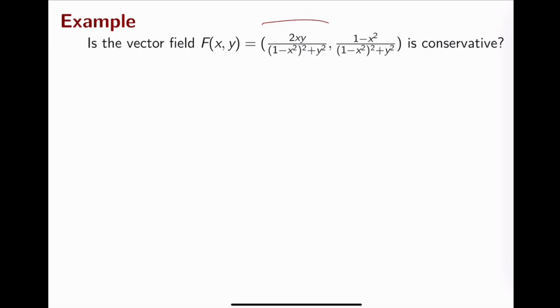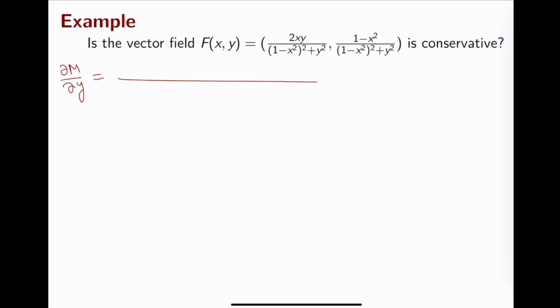So let's start by calculating the derivative of m, I mean of the first component, with respect to y, right? So these are the derivatives that we have to compare. The derivative of m with respect to y. Okay, so let's focus on this one. This is a quotient, so the derivative is going to be a quotient, and the formula is the derivative of the first one, and remember the derivative is with respect to y in this case.